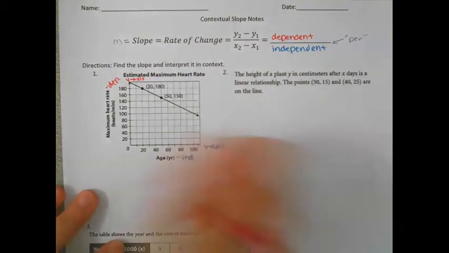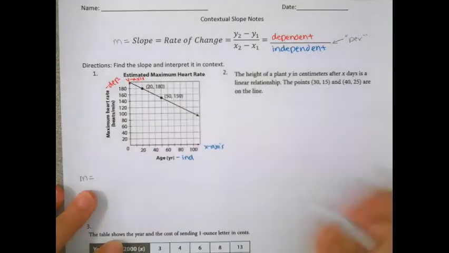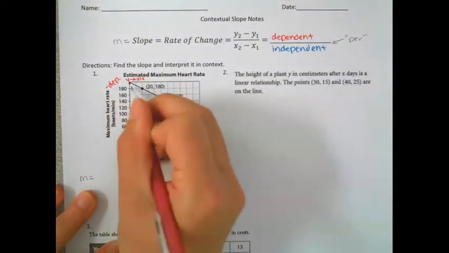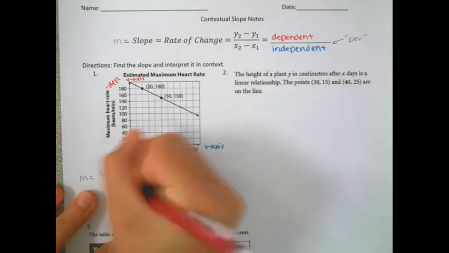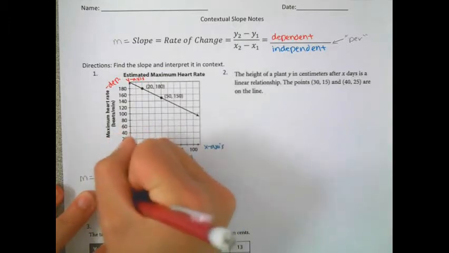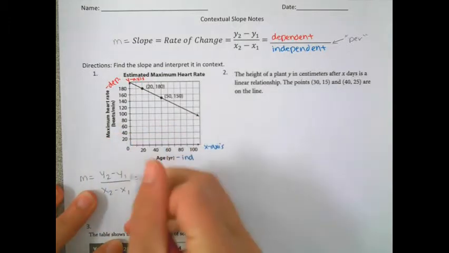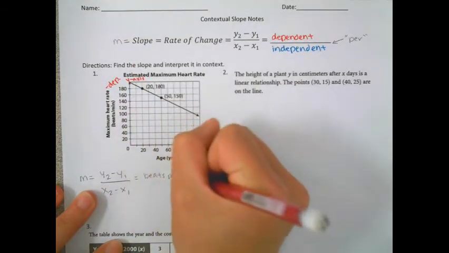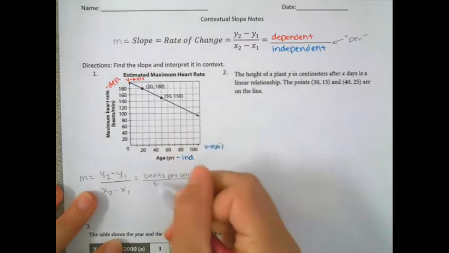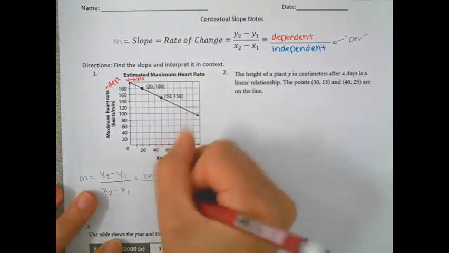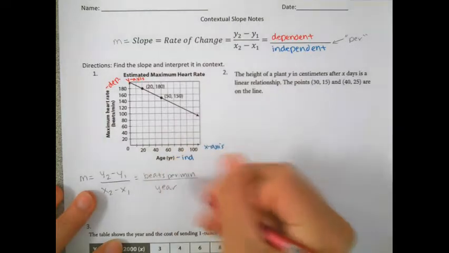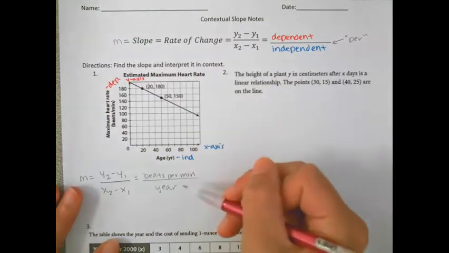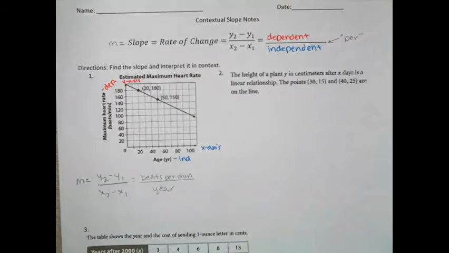So our slope is m equals, so the dependent is our y's, so y2 minus y1 over x2 minus x1. And our y's units are beats per minute. And then our x's have a unit in years. So this is going to help us determine our units when we put it all together in the end. But now let's also make sure we can find the slope. So we need to identify our y's and our x's.